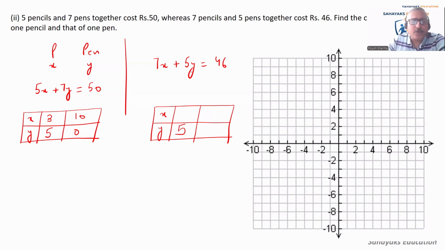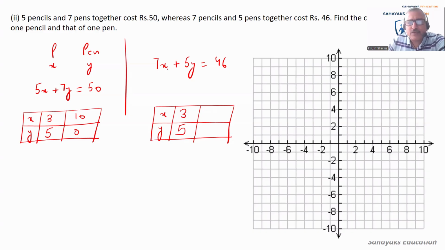Okay. So if I put the y value as 5, it becomes 25. 46 minus 25 is 21, and the x value comes as 3. So here we can see (3, 5) and (3, 5). The solution is (3, 5) any which way. But let's find another value.